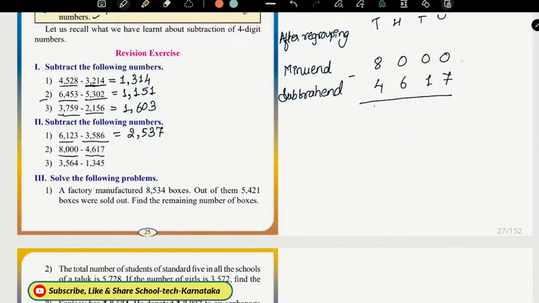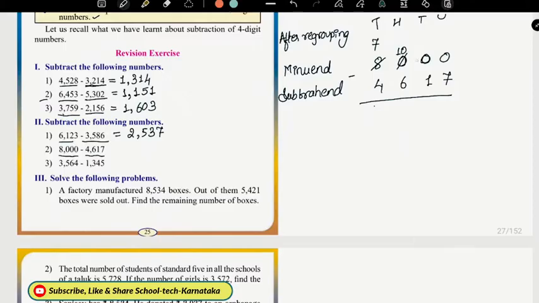We start from units place. At units place, 0 minus 7, it's not possible to subtract. So we borrow 1 from our next place, that is tens place. Since at tens place we have 0, it's not possible to subtract 1. We move to hundreds place to borrow the digit. But as at hundreds place also we have 0, we move to thousands place. At thousands place we have 8. So 8 minus 1 is 7. So here we get 10 now.